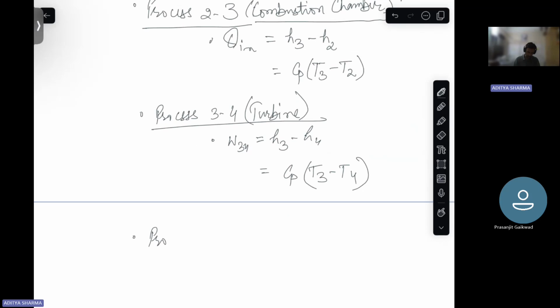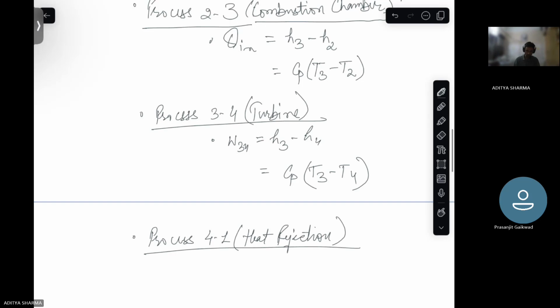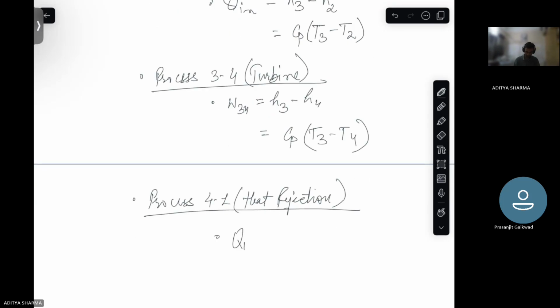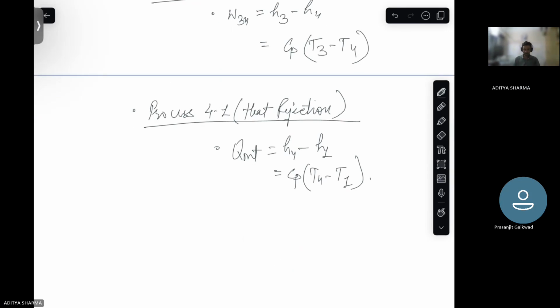Then similarly for your heat rejection case, Q out is H4 minus H1, right? So this is it about your heat and work interactions in your ideal Brayton cycle.